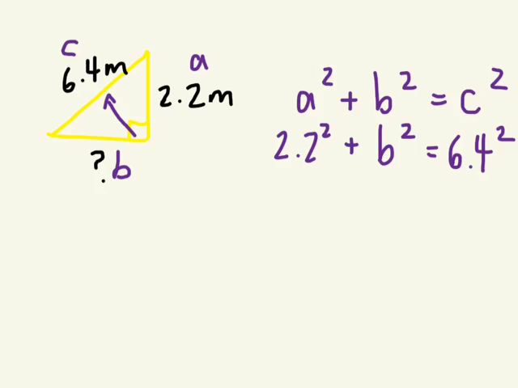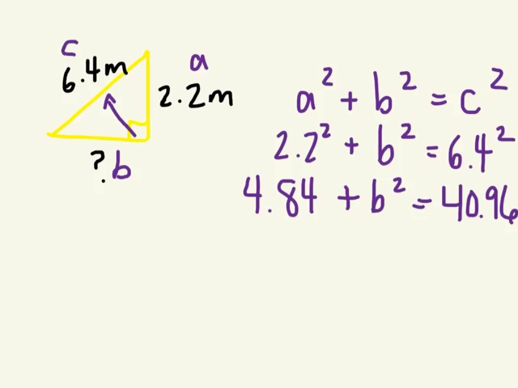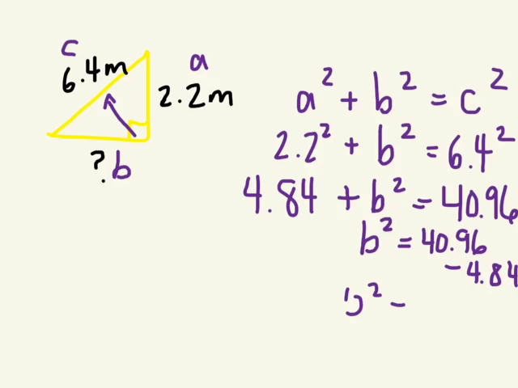What's 2.2 squared? 4.84 plus B squared equals 40.96. Okay, now what's the next step to isolate B? Okay, so we need to subtract 4.84 from 40.96, and what do you get? 36.12. Okay, so B squared equals 36.12, and then how do we find B? By doing the square root.